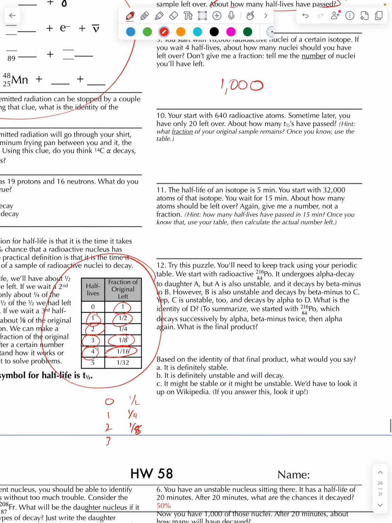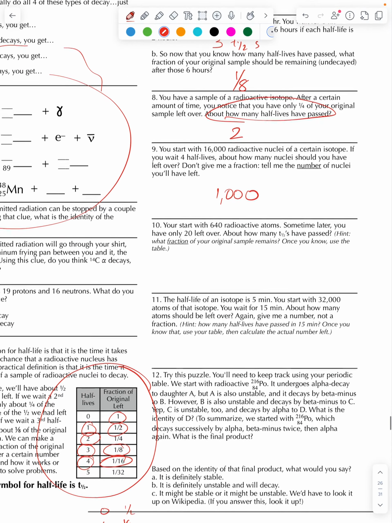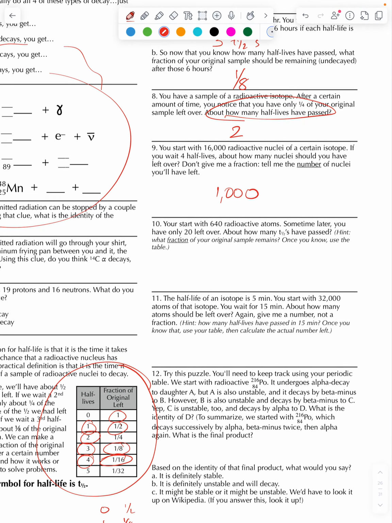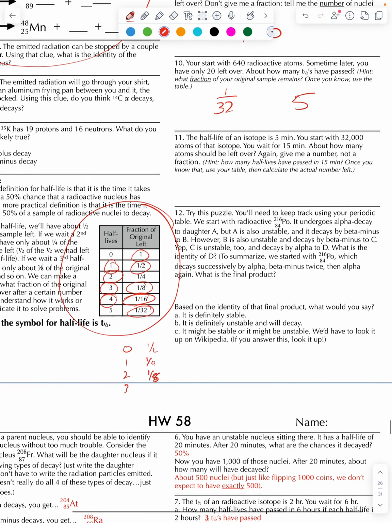You start with 640. Oops, didn't mean to do that. Sometime later, you have only 20 left over. Well, what fraction is that? We have 1/32 left over. So how many half-lives must have passed? About 5, right? Sorry, I'm going fast, but I hope you get this. The half-life of an isotope is 5 minutes. So I'm probably more likely going to ask you something a little more challenging like 10 or 11 or something.